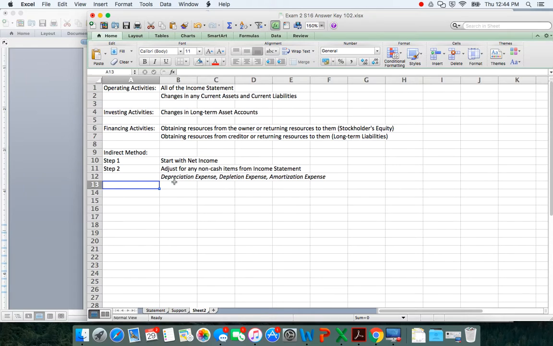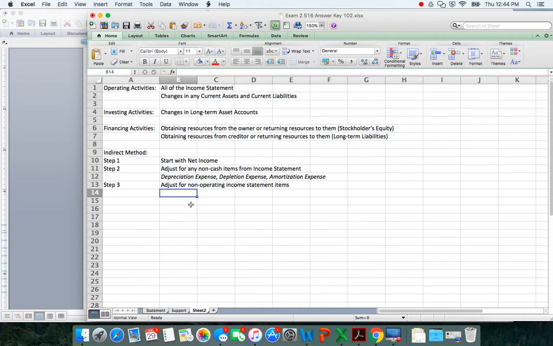All right, our next step here. I'll call it step 3. So we're going to do 4 steps here, right? So step 3 is going to be some more income statement item adjustments. I'm going to say we're going to adjust for any non-operating income statement items. Non-operating income statement items.